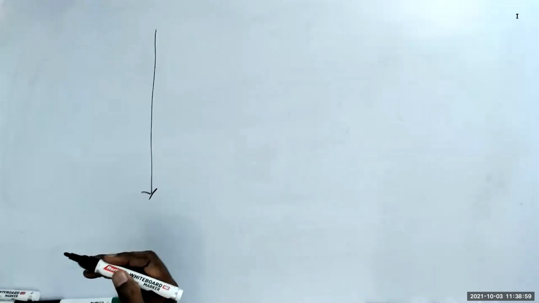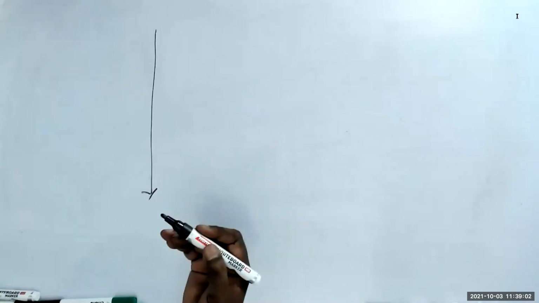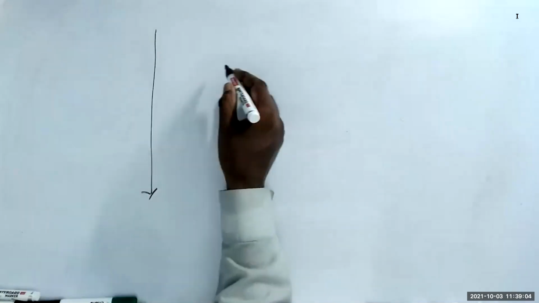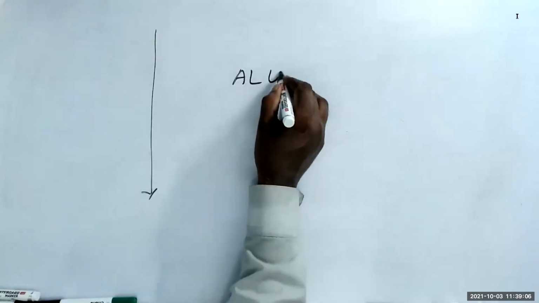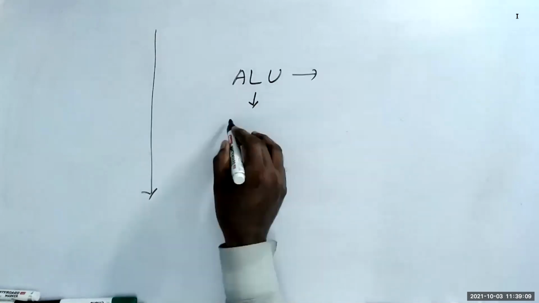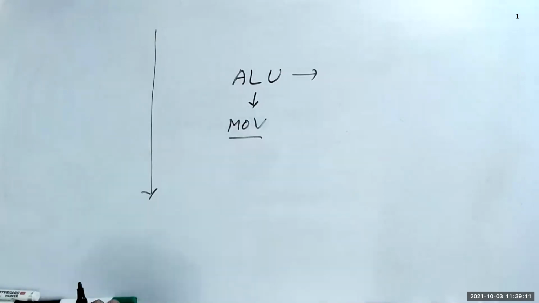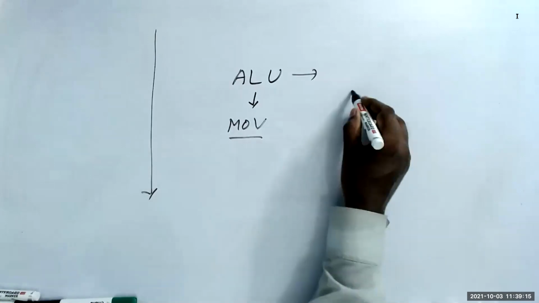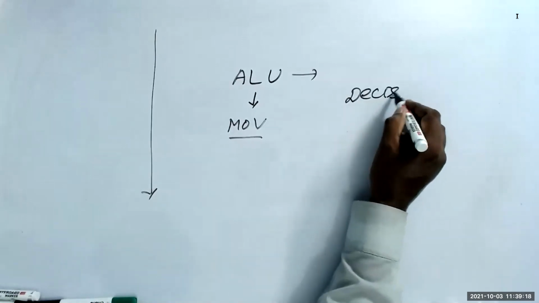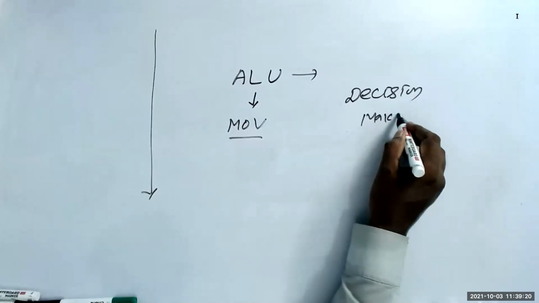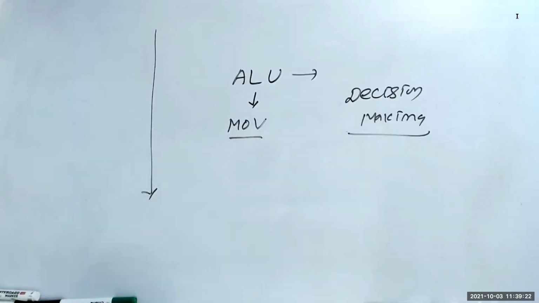And this is a normal program. But sometimes these programs are using only ALU. You do ALU and move instructions. But the actual power of this processor is decision making. So what is decision making? Basically, there are 2 types. One is called jump.